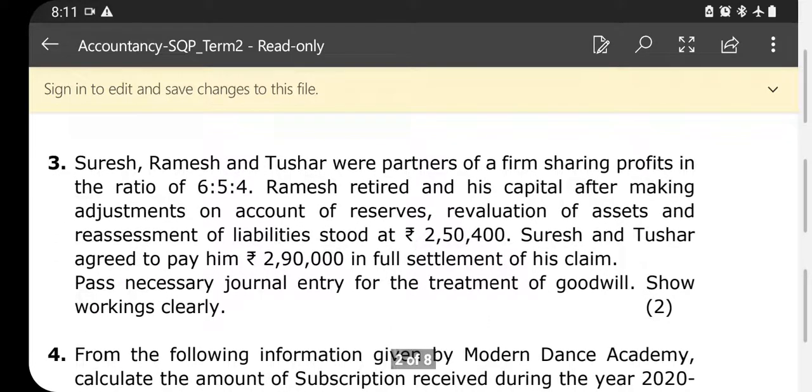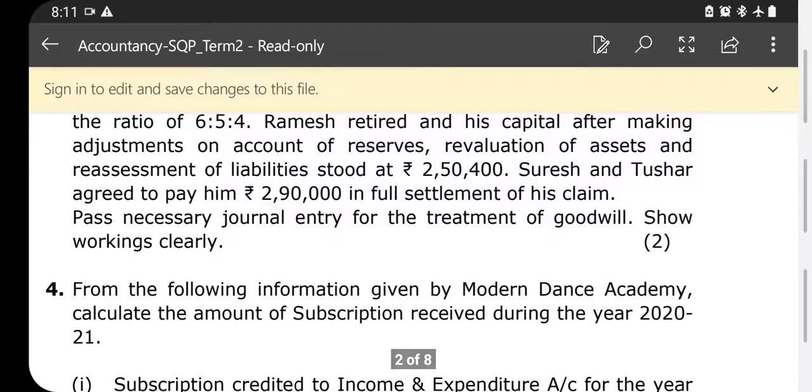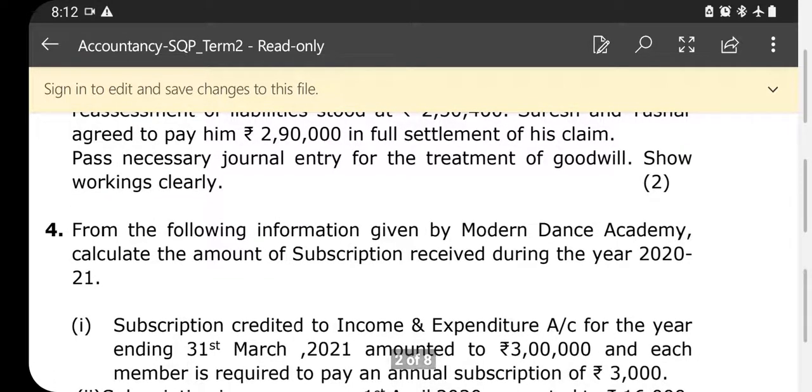Third question, Suresh, Ramesh and Tushar were partners of a firm sharing profit in the ratio of 6:5:4. Ramesh retired and his capital, after making adjustment on account of the reserves, revaluation of assets and reassessment of liabilities, stood at 2,50,400 rupees. Suresh and Tushar agreed to pay him 2,90,000 in full settlement of his claim. Pass the necessary journal entry for the treatment of goodwill. Show working clearly. 2 marks.